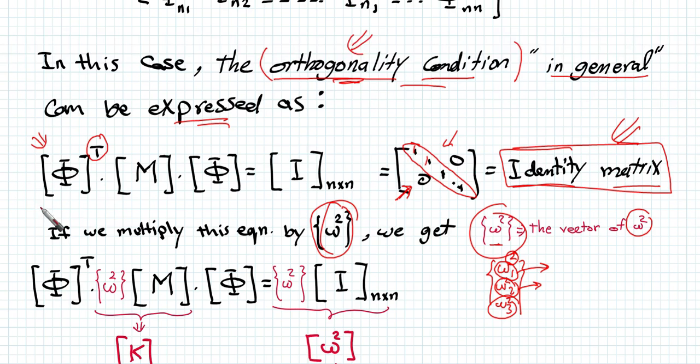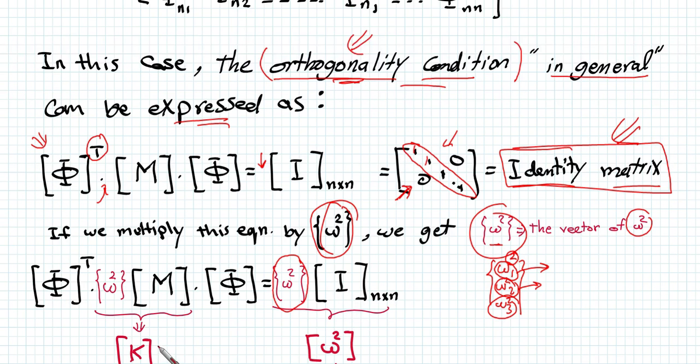We are going to multiply here by the omega squared vector. We put it here before the M matrix, and we put it in the right-hand side, which is omega squared, the vector, times the identity matrix.